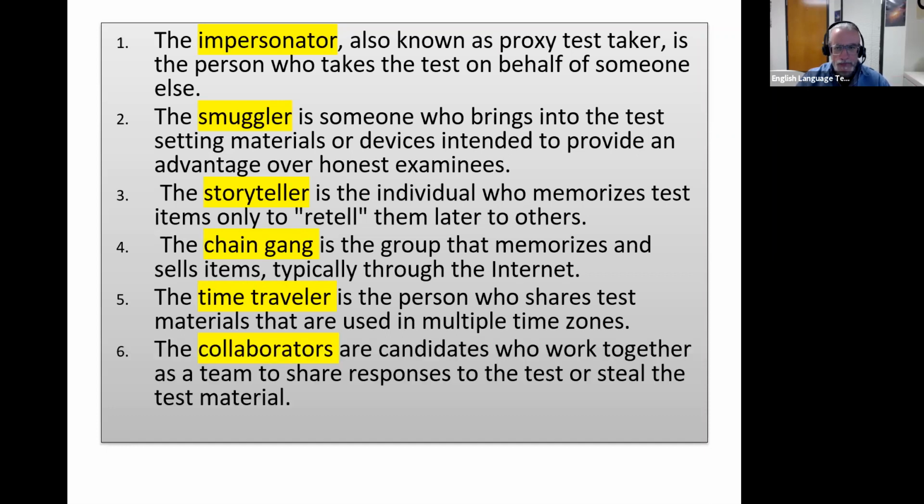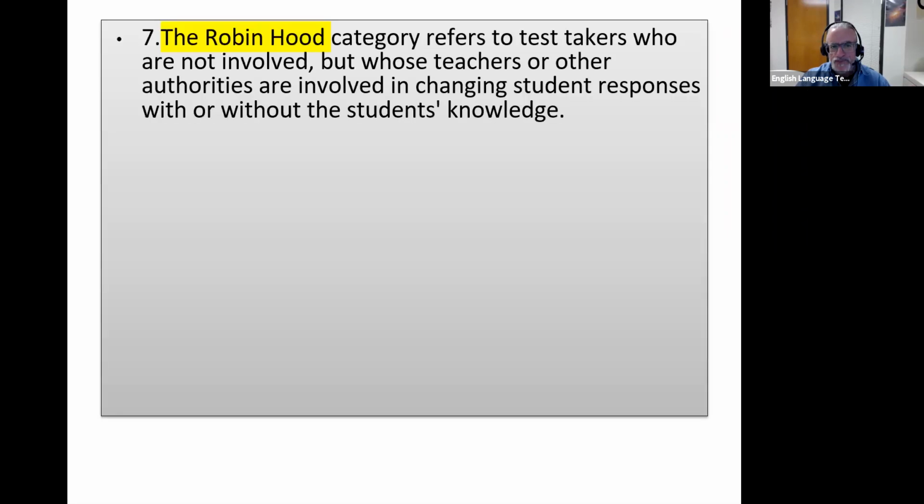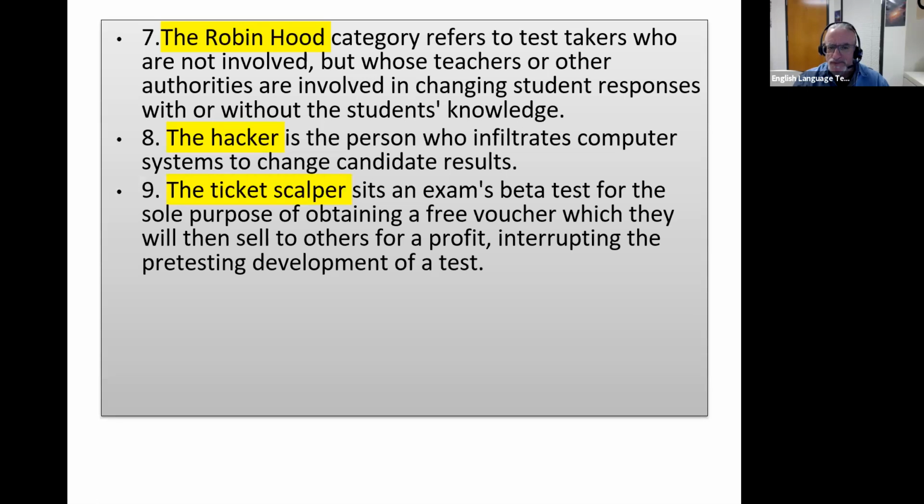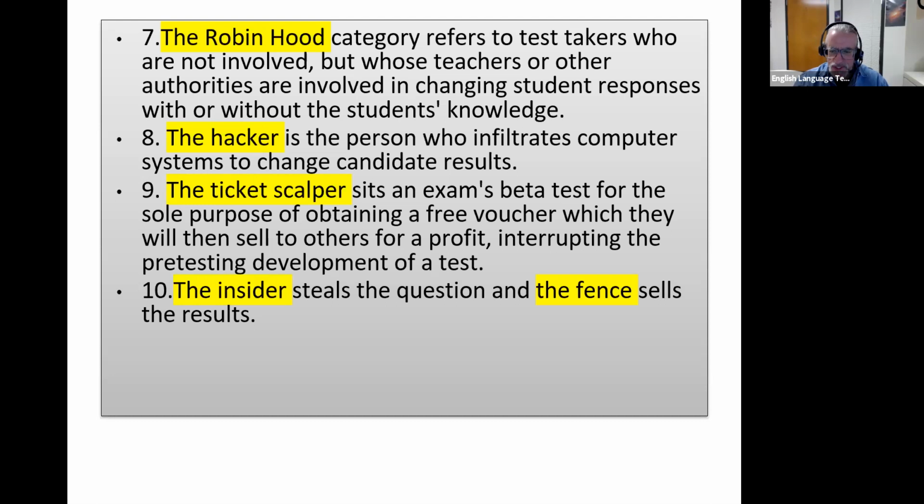Collaborators, people who work together. Get a few more here. The Robin Hood category, test takers who are not involved, but they change student responses with or without students' knowledge. I'm not sure where that name comes from, but the beginning of the article talks about teachers. I mean, here in the United States, I think in Atlanta, a whole group of teachers changing test scores. The hacker is the person who infiltrates computer systems to change candidate results. Ticket scalper gets to see an earlier version or free version of the test, and then he can sell it later. And the last one is the insider, steals the questions and then sells the results.